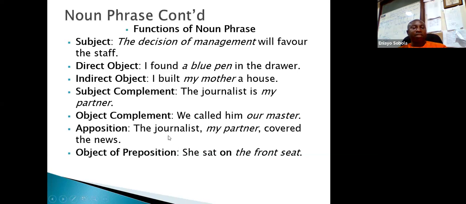The last example we have there is object of preposition. She sat on the front seat. On the front seat is a prepositional phrase. On serves as the preposition head, while the front seat functions as the object of the preposition.